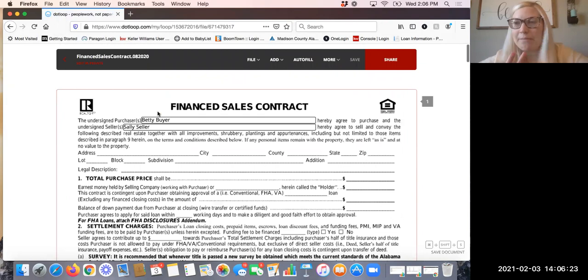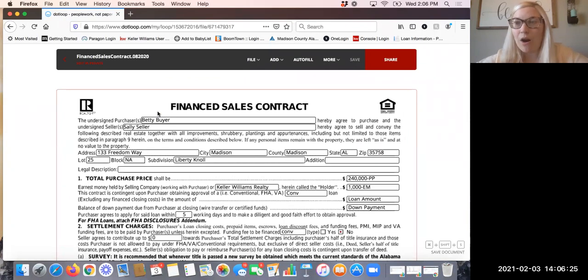Now we have 3 main contracts in our area. 1 is the finance sales contract. 2 is the cash sales contract. And 3 is the land sales contract, meaning if you are selling a piece of raw land, that is what you would use. If there is no house on it, no trailer on it, no nothing on it, you would use the land sales contract.